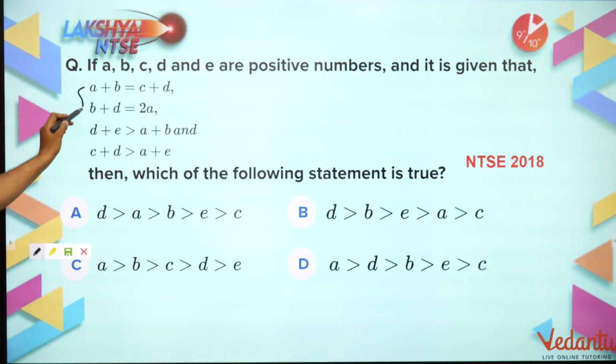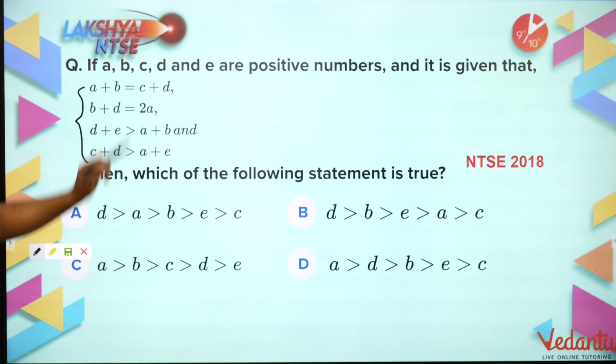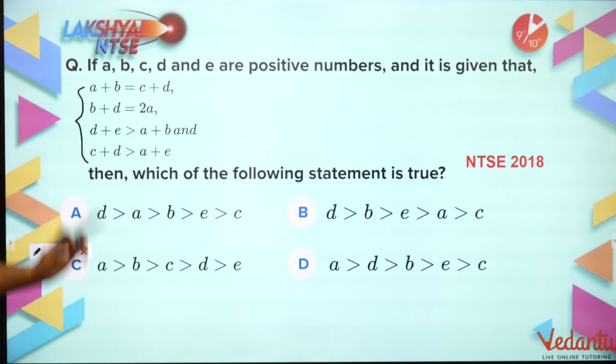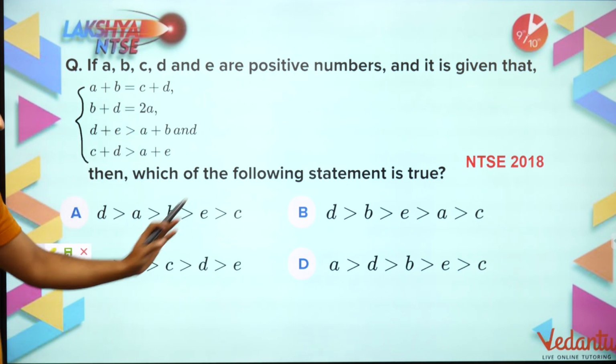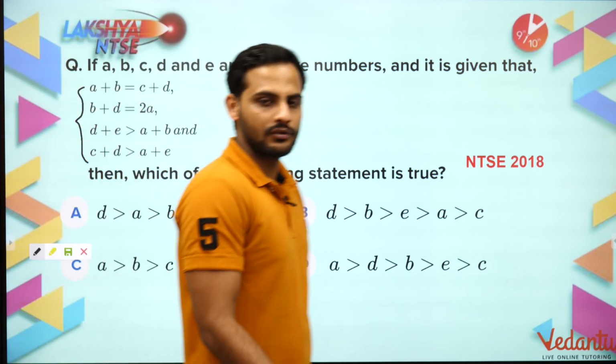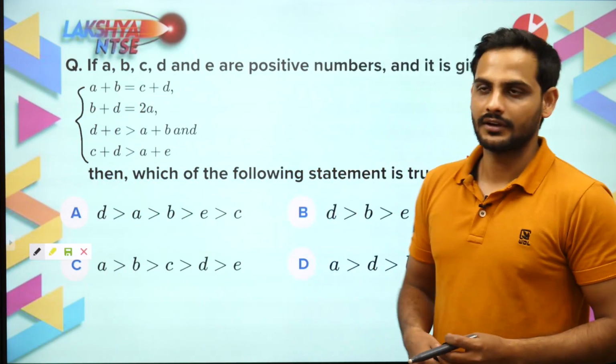A plus B is equal to C plus D, B plus D is equal to 2A, D plus E is greater than A plus B, and C plus D is greater than A plus E. You have to find out the exact order for all of them, so you have to use all these conditions.